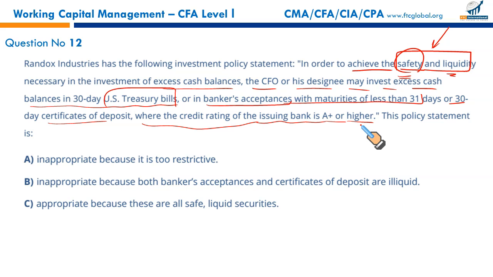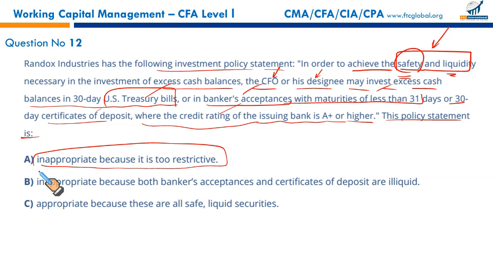Apparently you are very specific that the CFO and the person under him, treasurer or any of his associates, should invest the surplus cash only in these investment securities. So what do you say about this investment policy statement? Is it appropriate? It is inappropriate because it is too restrictive. You should give some flexibility to the CFO, the treasurer, who should make the right decision. A policy statement should focus on meeting the specific safety and liquidity needs.